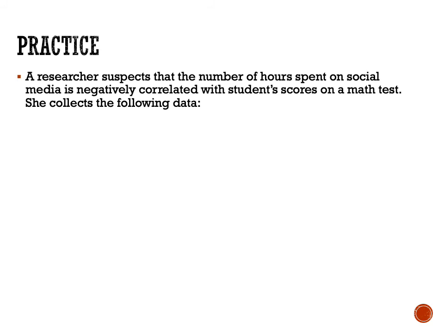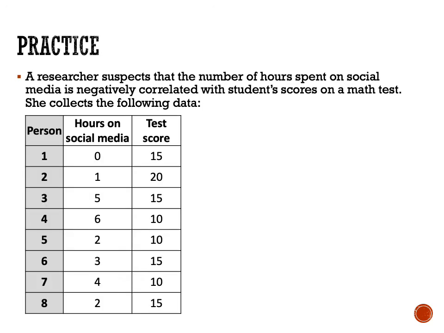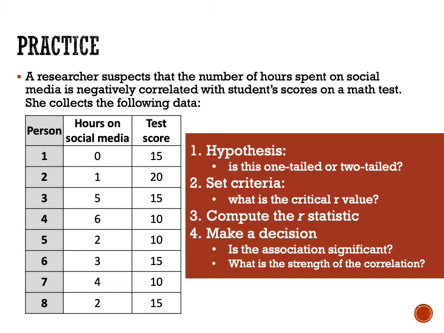So now we'll walk through another practice exercise. A researcher suspects that the number of hours spent on social media is negatively correlated with student scores on a math test. She collects the following data. So this data should also look familiar from part 1 of this lecture. We are just going to walk through the same steps. We'll have a hypothesis, we'll set our criteria, we'll compute our R statistic, and then make a decision.